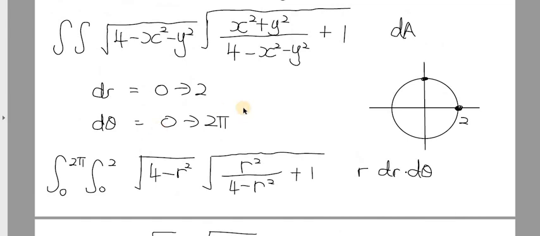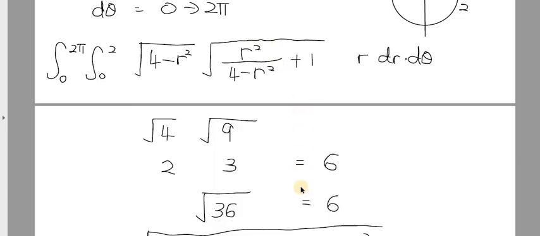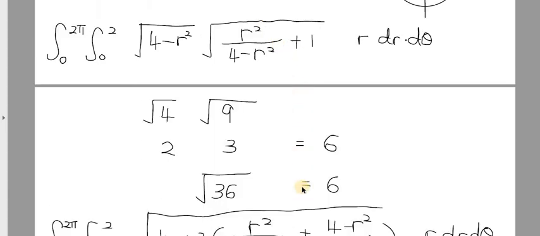Since I decide to use r and theta, I have to transform my x and y to r. So this one will become r square, this one will become r, and this one will become r square here. So you have to be careful when you want to simplify this.